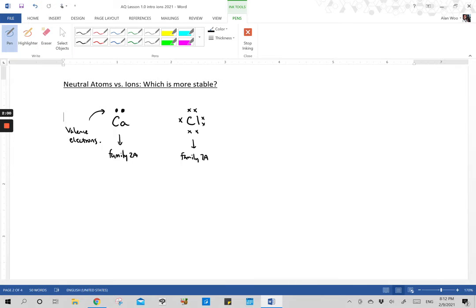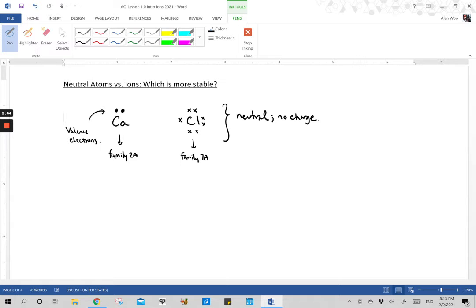Now, these two are considered to be neutral. They have equal amounts of protons and electrons. They don't have a charge. When you compare this with an ion, ions are basically charged particles. But in order for them to become charged, they either have to gain electrons or lose electrons. So again, we're going to have to rewind a bit and think back to grade 10.